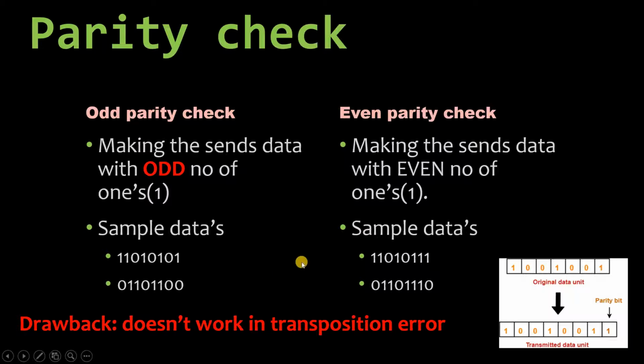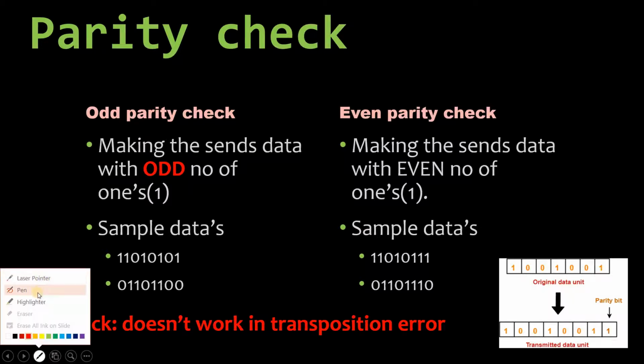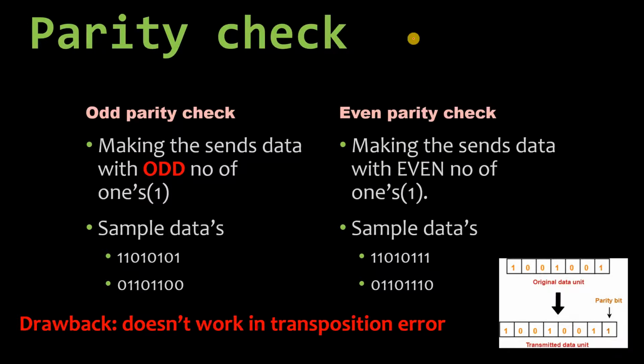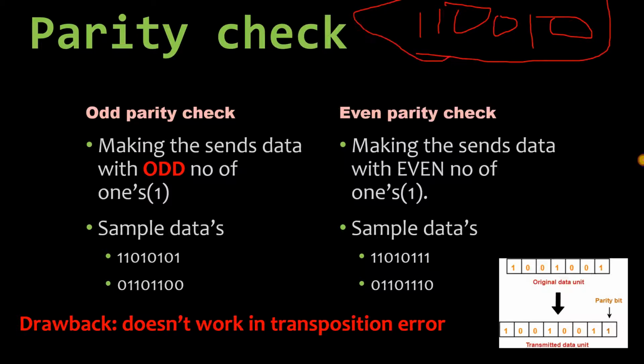Before that, there is one drawback when the sender or receiver uses parity check. If they use parity check as an error detection method, it doesn't work with transposition error. What is transposition error? I am writing some bits here. Say, for example, a sender wants to transmit 1, 1, 0, 0, 1, 0. Since there are 6 bits, keep it in your mind. This is the data which the sender wants to send.